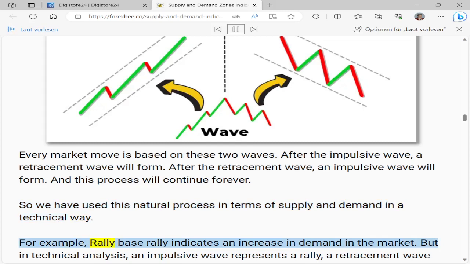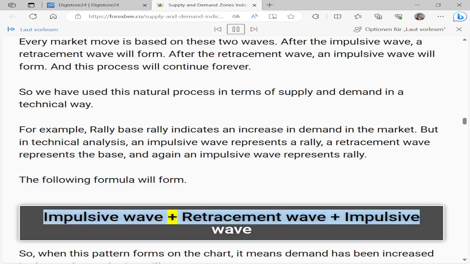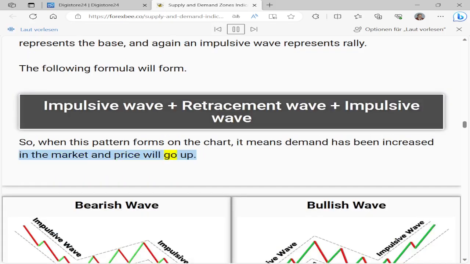For example, rally base rally indicates an increase in demand in the market. But in technical analysis, an impulsive wave represents a rally, a retracement wave represents the base, and again an impulsive wave represents rally. The following formula will form: impulsive wave plus retracement wave plus impulsive wave. So, when this pattern forms on the chart, it means demand has been increased in the market and price will go up.